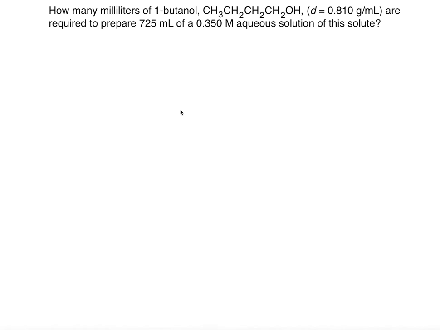How many milliliters of 1-butanol, CH3CH2CH2CH2OH, with a density of 0.8110 grams per milliliter are required to prepare 725 milliliters of a 0.350 molarity aqueous solution of this solid? So before we do any conversion, we should understand what this means.